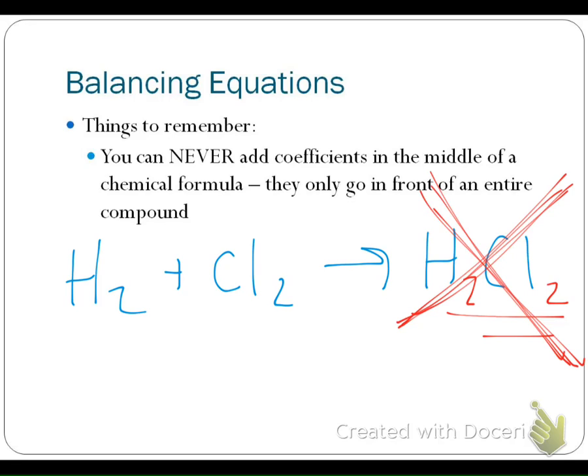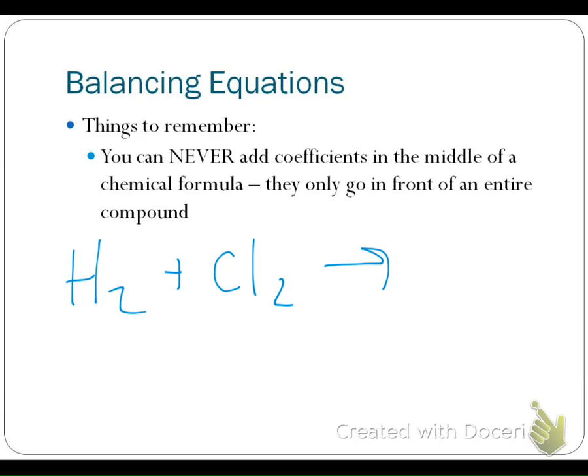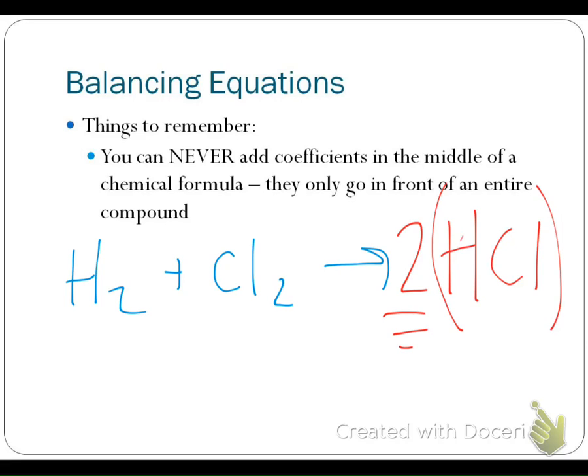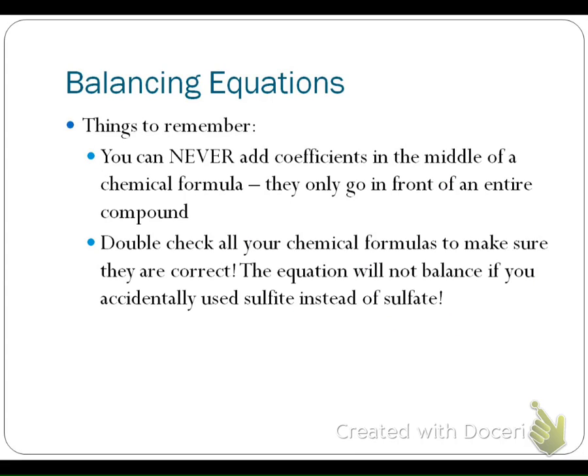Once a formula is set in a chemical equation, we don't change it. We only add coefficients to it. So coefficients only can go in the front of a chemical formula. So if we have HCl, that means the 2 needs to go in front, and it applies to the whole entire molecule. Questions about that? Don't alter the chemical formula.